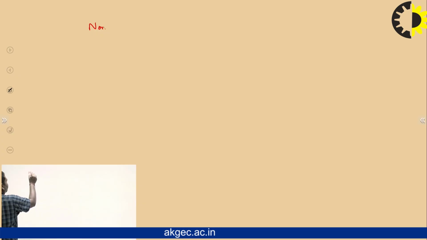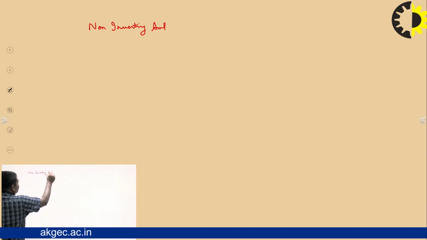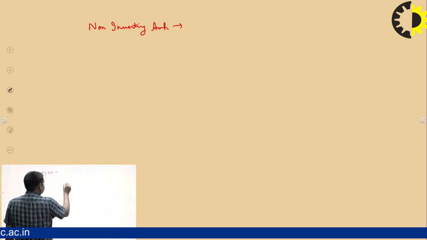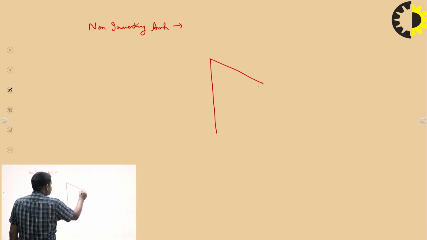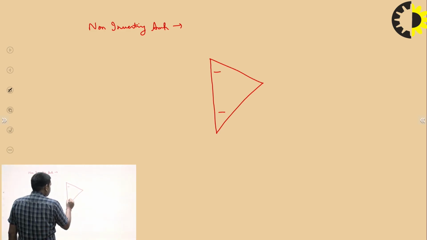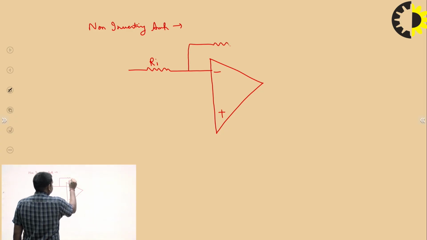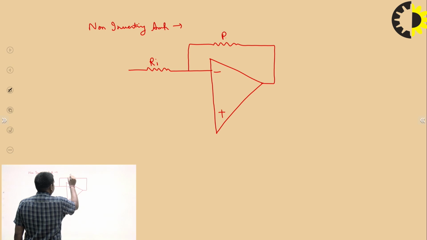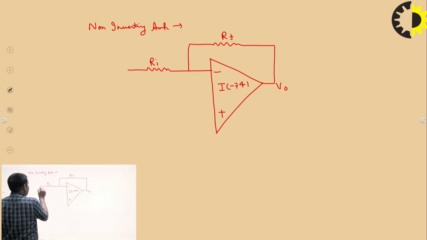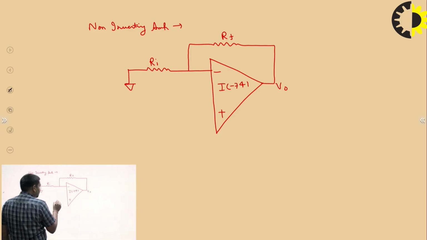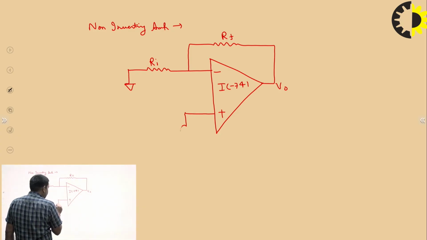The second application of the op-amp is the non-inverting amplifier. So what is a non-inverting amplifier? I design an op-amp which works as a non-inverting amplifier. This is the input resistance Ri, this is the feedback resistance Rf, and this is the output voltage V naught. This is the IC 741, which belongs to the op-amp ICs, and this terminal is connected to the ground terminal and this is connected to the input terminal.